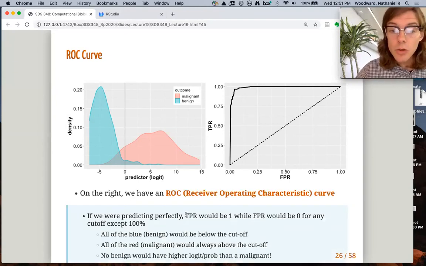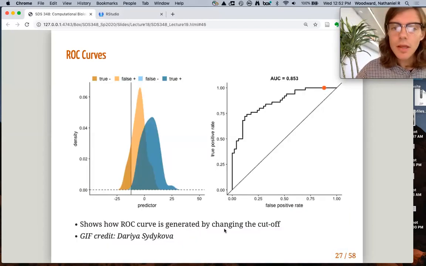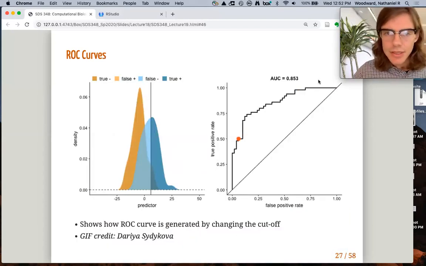Again, like I was saying, if you were predicting perfectly, this curve would go straight up and then straight across. It would be 100% true positive rate for any given false positive rate besides 0, right? So here's a nice demonstration of this. Take a look at this plot. I think it makes this a little bit easier to interpret.